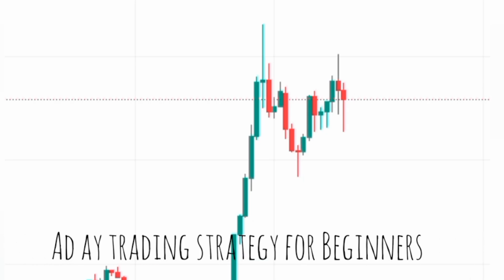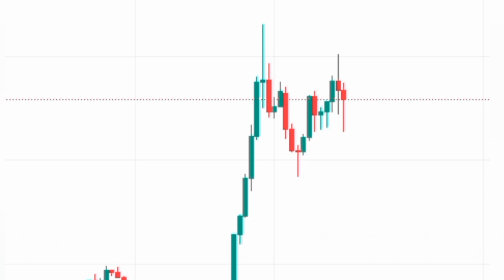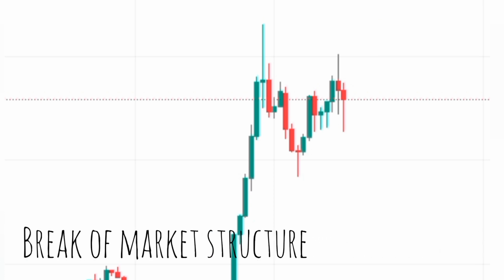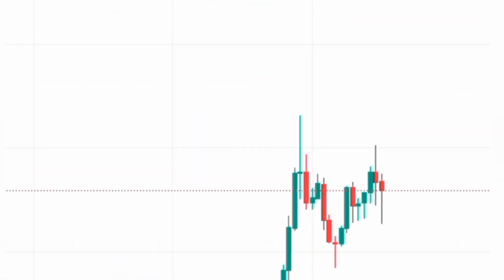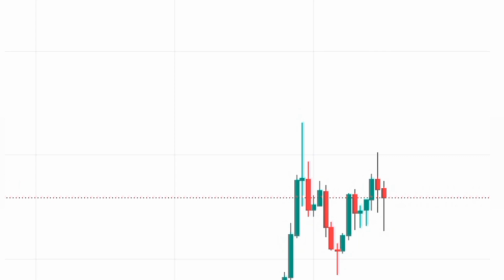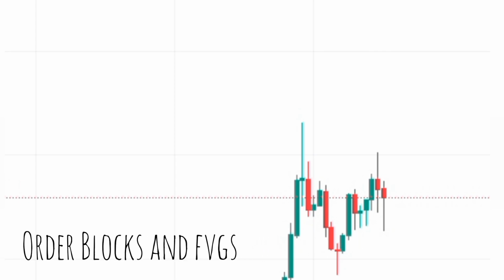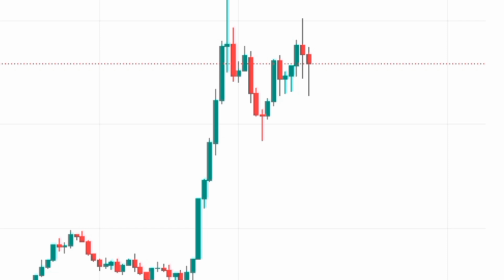Today we are diving into a day trading strategy for beginners. Simple, effective, and perfect. In this strategy, we shall consider mostly two things. First of all, we shall consider what we call the break of market structure, and we shall look at order blocks and fair value gaps. Okay, so now let's dive into this strategy, right?